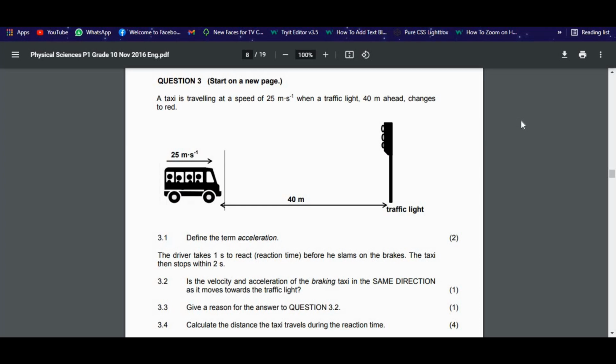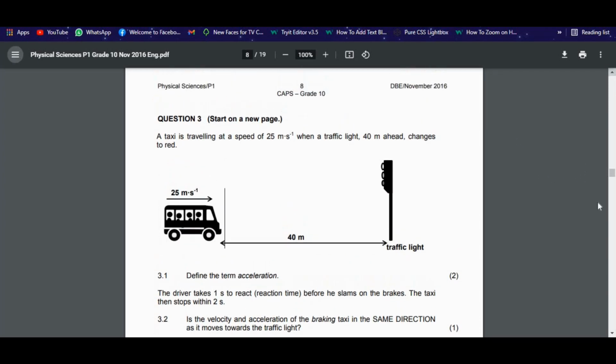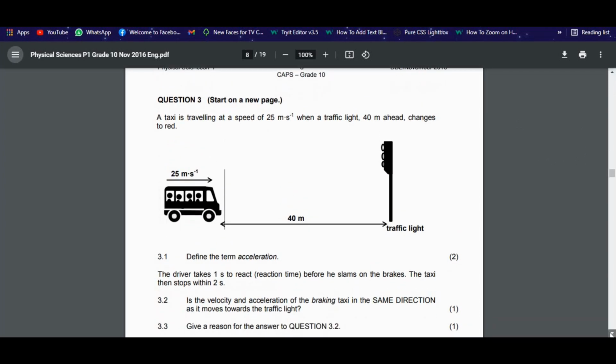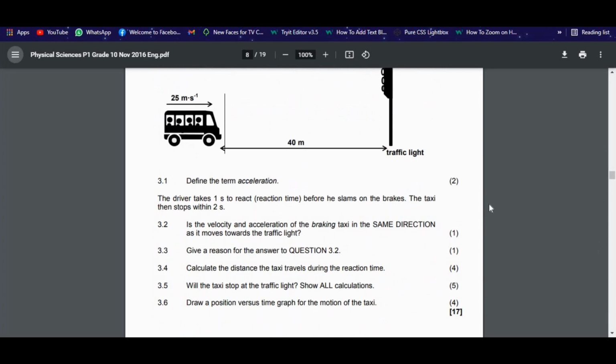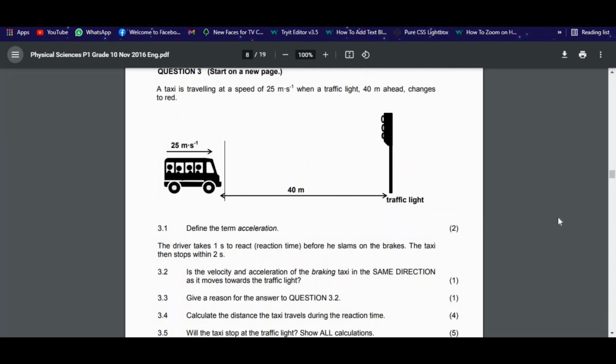Alright, so I'm going to give this question to the class to attempt on their own. Question 3 of 2016, DBE November. It's a very small question, about 17 marks. But basically, I'm sure you can all read, but let's just read it quickly. A taxi is traveling at a speed of 25 meters per second when a traffic light 40 meters ahead changes to red. Define the term acceleration. I'm going to let you skip acceleration definitions for now because I'm sure you all know what it is.